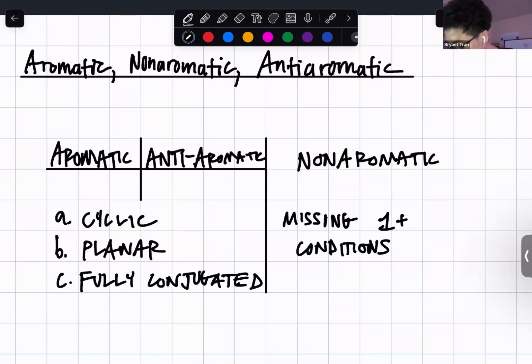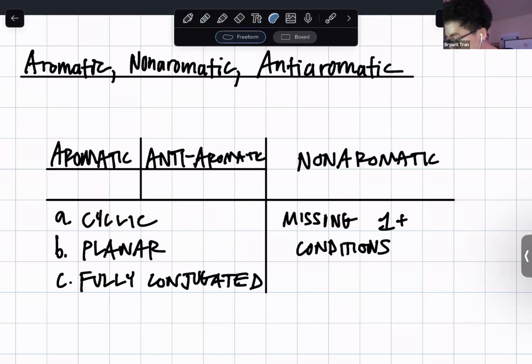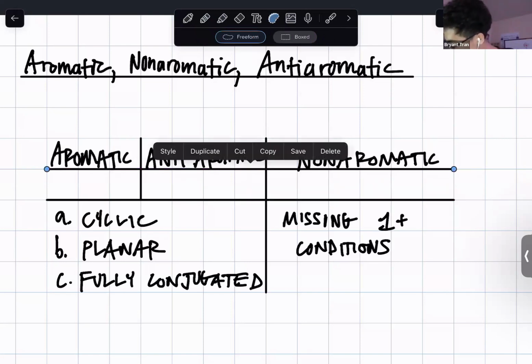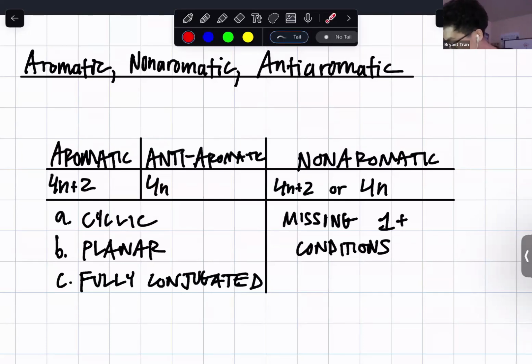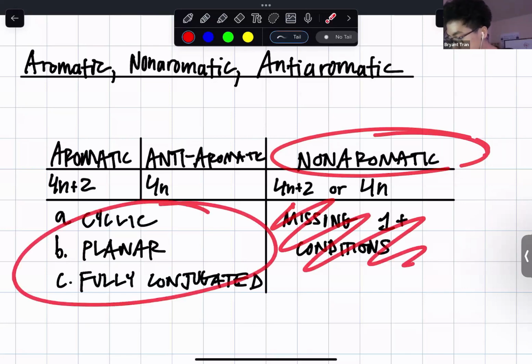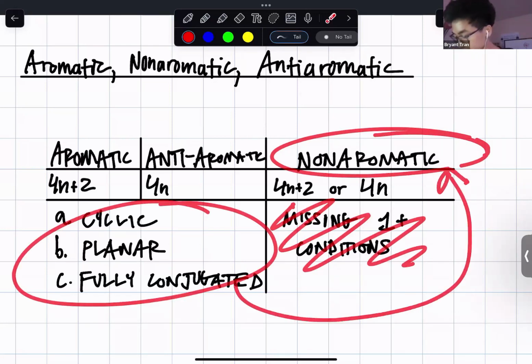And to tell the difference between them, we use something called Huckel's rule, which is the 4n electrons or 4n plus 2 electrons. Aromatic would have 4n plus 2. Anti-aromatic would have 4n. And then non-aromatic, it doesn't matter. It could be 4n plus 2 or 4n, because it doesn't matter how many electrons the non-aromatic molecule has, as long as it does not fulfill at least one of these conditions, it's considered non-aromatic automatically.